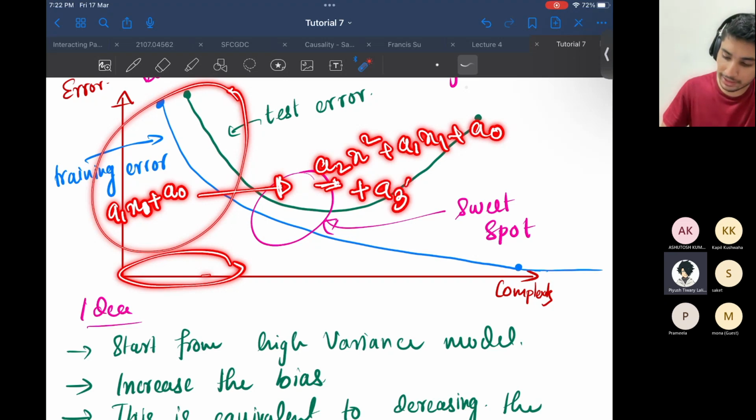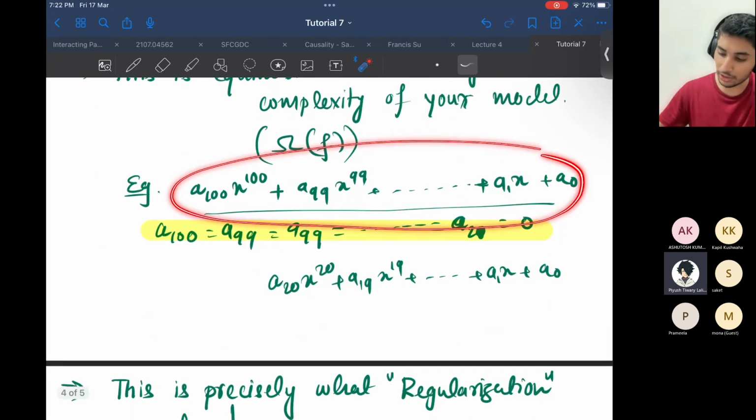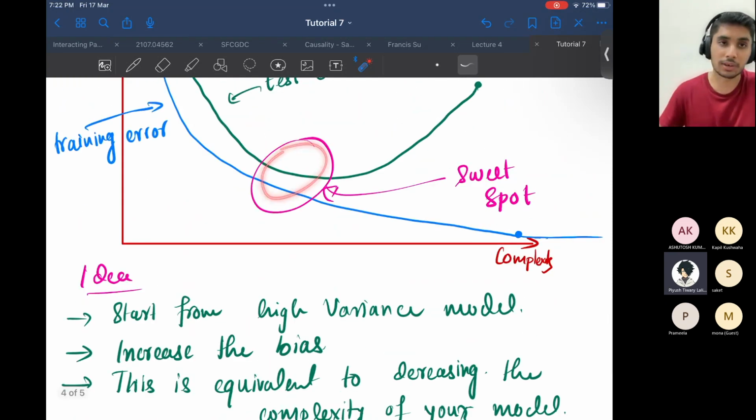Next, you have to add an a3x cube term plus an a4x raised to 4 term. How do I come up with these values a4, a3, a2? So it is better to start with something which is already complex and reduce its complexity, so that hopefully you will get to your sweet spot.